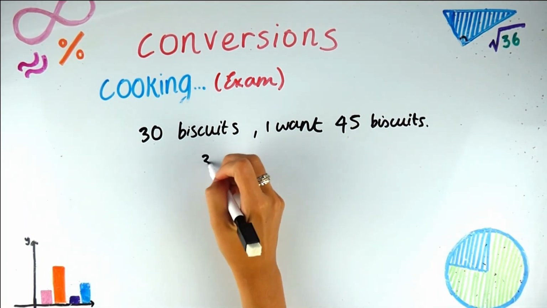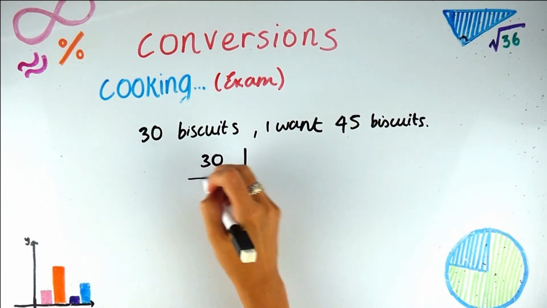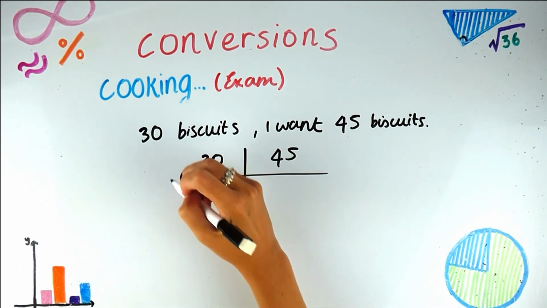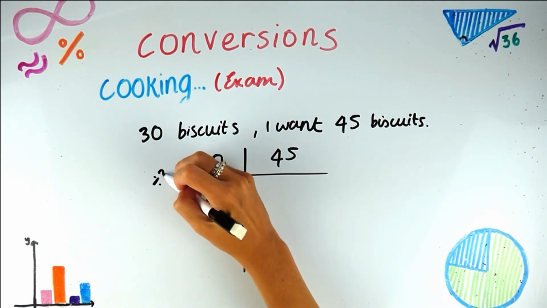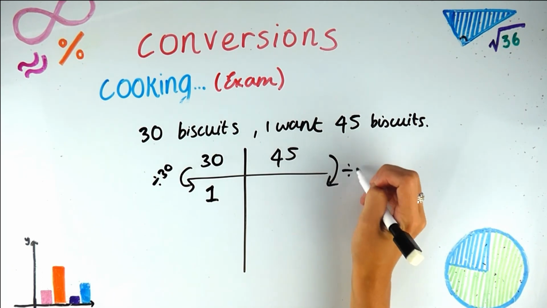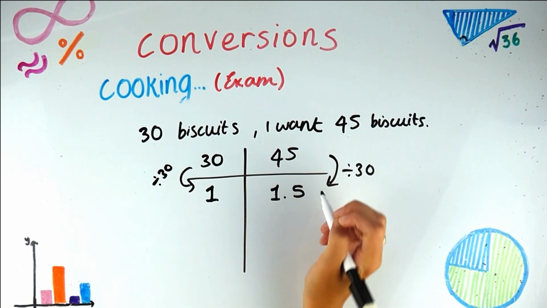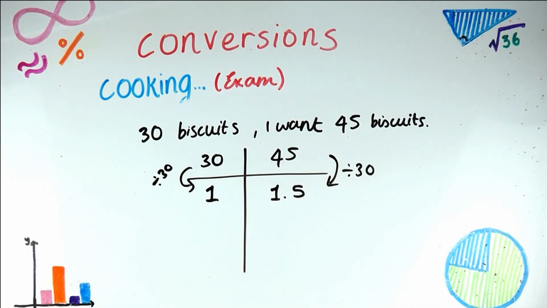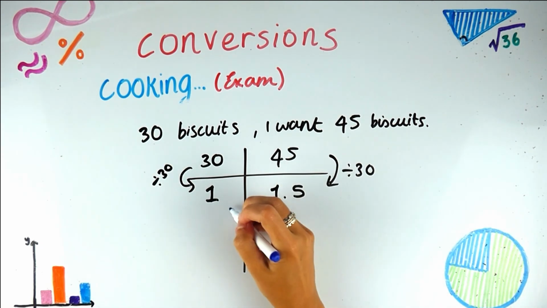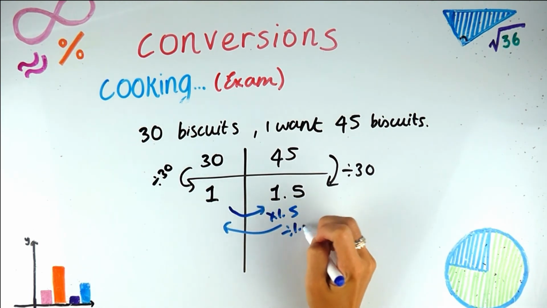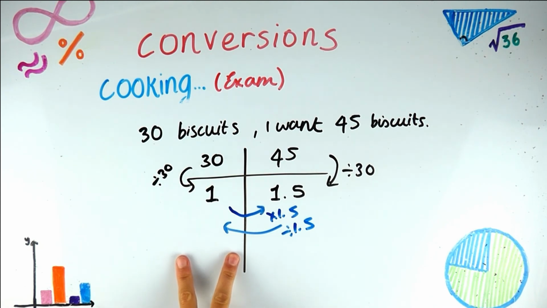Or we can do the columns. So if we have 30 and 45 over here, but I want 1 here, to get 30 to 1, I've divided by 30, so I'm going to do that on this side. And again, I end up with 1.5, and just like before, I now know that if I'm going that way, I want to multiply by 1.5, and if I'm going that way, I want to divide by 1.5. So I'd list all the weights of the ingredients to make 30 biscuits, and I'd multiply them all by 1.5.